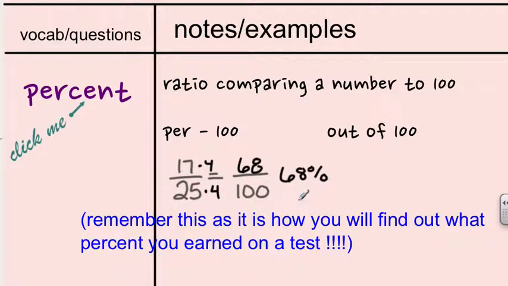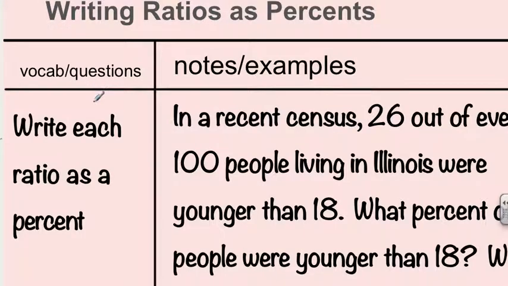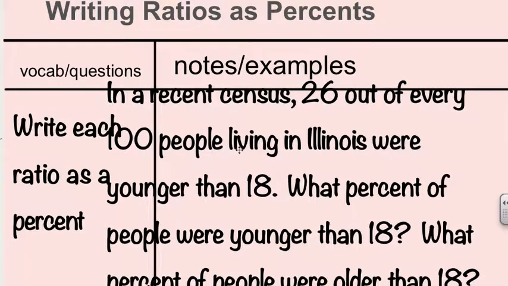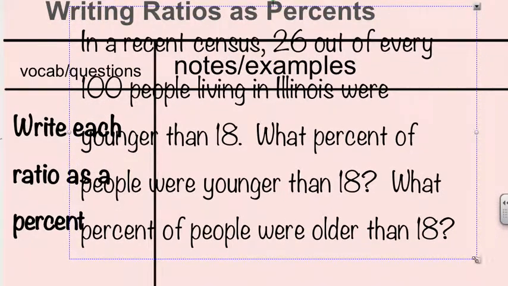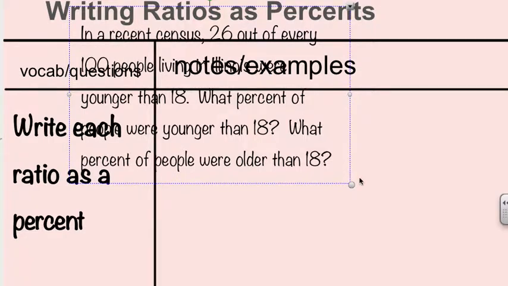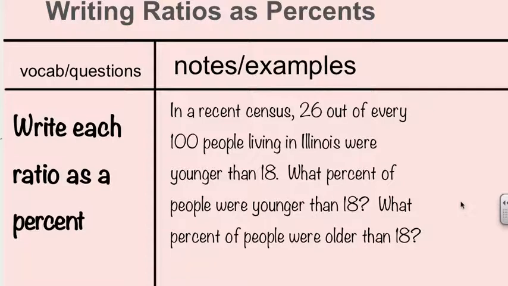All right, so let's talk a little bit more about percents and see how we can examine some of this. In a recent census, 26 out of every 100 people living in Illinois were younger than 18.